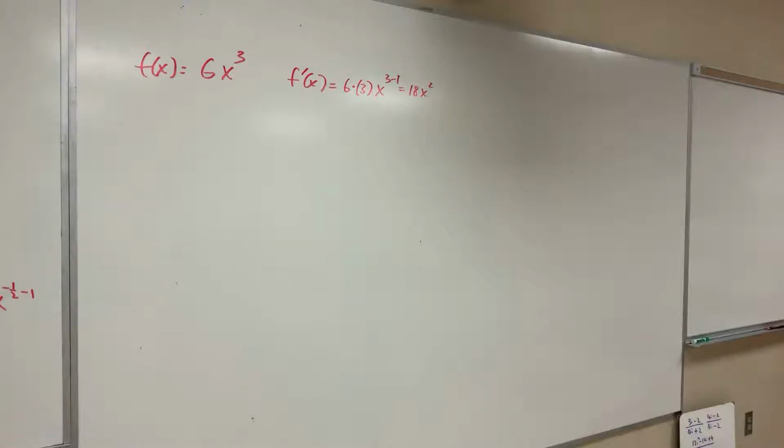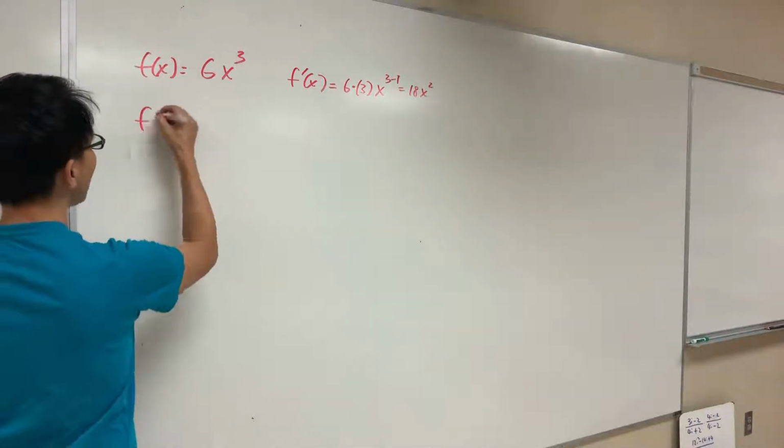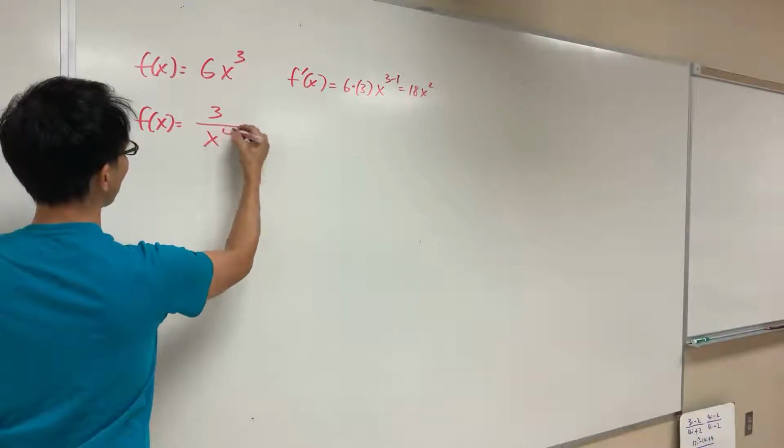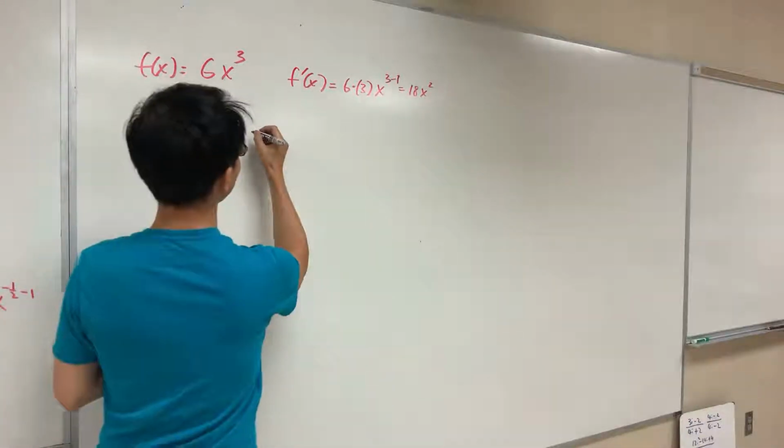Wait. I get what you did. Okay, so this one's gonna be kind of hard because it's 3 over x to the 4th power. So how do I take a derivative of this? I'm gonna show you first, just in case, before you start messing up. Okay, so I will rewrite this.